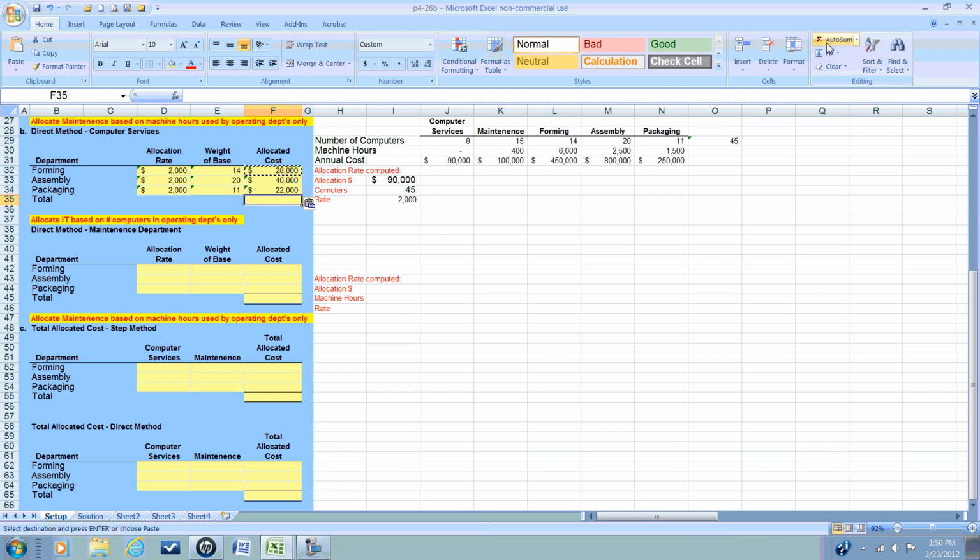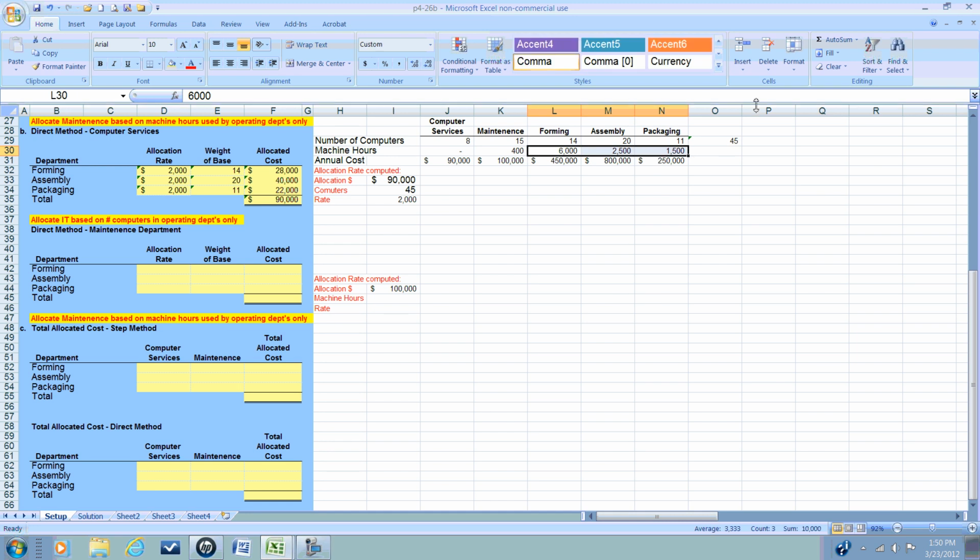Those are our allocations for each of the departments. We sum them up, and we know we've got it correct if the total that we've allocated equals the total cost for that department. Now we're going to do the same thing for our maintenance department. We're going to allocate out its cost of $100,000. The basis for this is going to be machine hours, but we are only going to be using the machine hours for our operational departments.